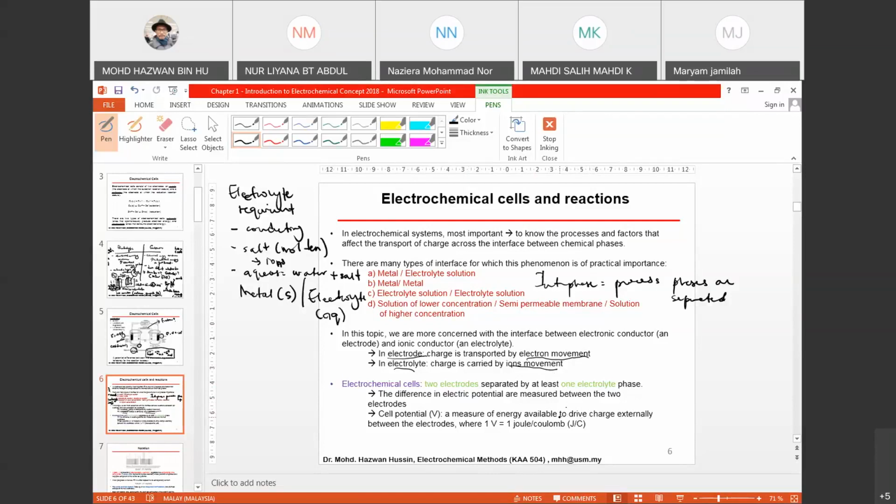So the difference of electric potential measured between the two electrodes, the cell potential in volts, is a measure of energy available to drive the charge externally between the electrodes, where 1 volt is equal to 1 joule per coulomb.